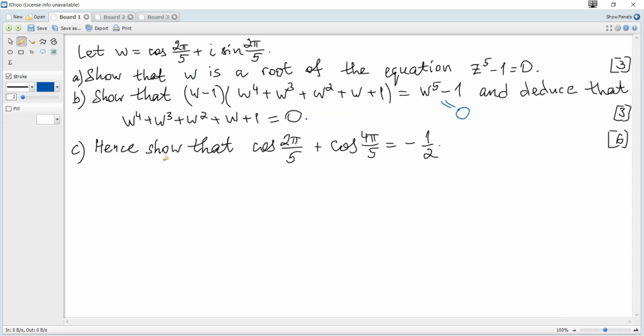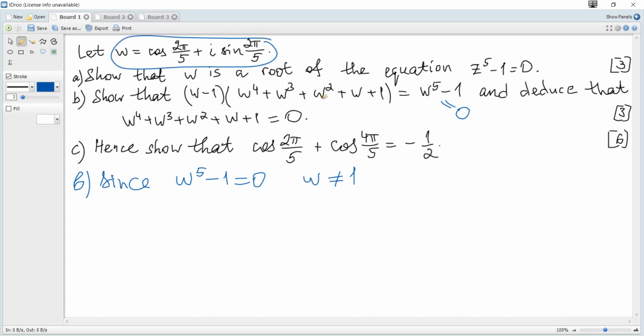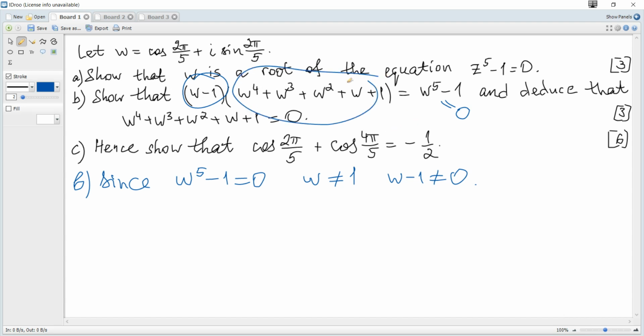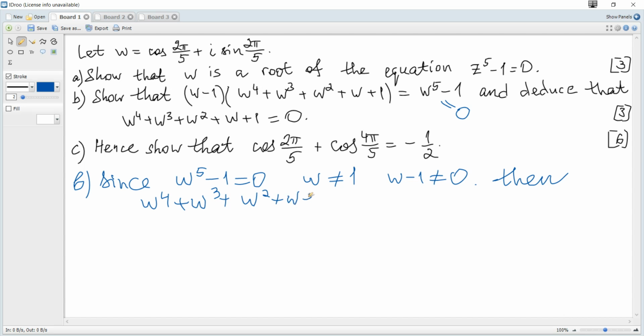Since w to the power of 5 minus 1 is 0 and w is not 1, it's not 1 because w is this expression, and definitely it's not 1. W minus 1 is not 0, and since this factor is not 0, for the whole left hand side to be equal to 0, this factor must be equal to 0. So then w to the power of 4 plus w cubed plus w squared plus w plus 1 is 0.